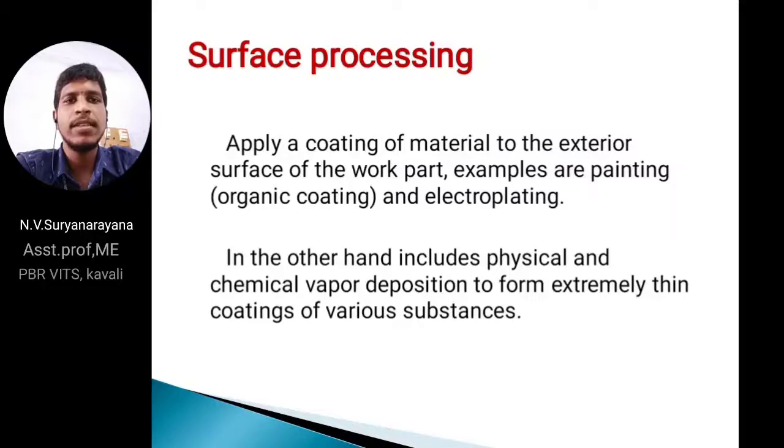Surface processing applies a coating of a material to the exterior surface of the work part. Examples are painting, organic coatings or electroplating, in order to clean off the oil and dirt. On the other hand, it includes physical and chemical vapor deposition to form extremely thin coatings of various substances. These are all surface processing processes.